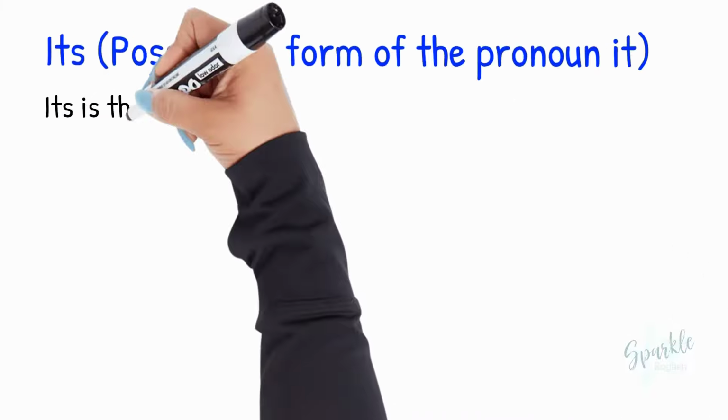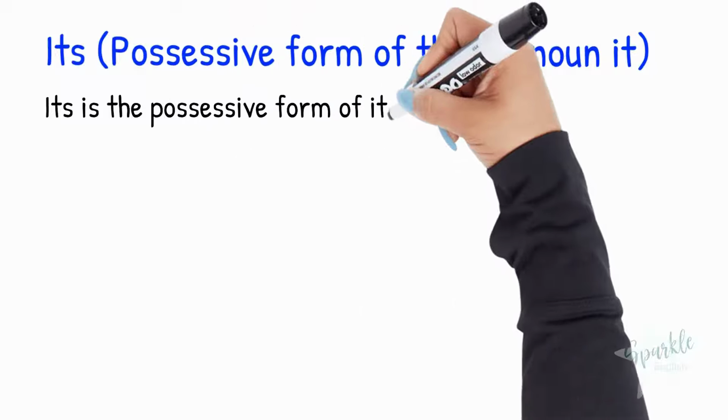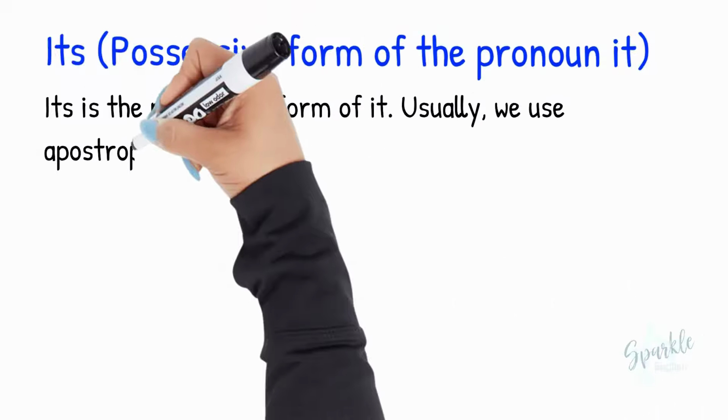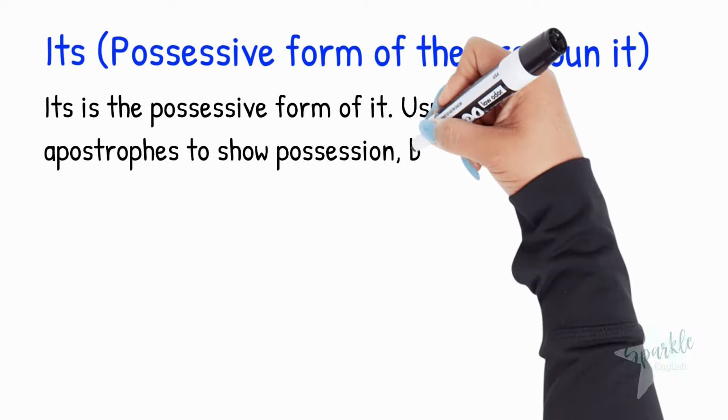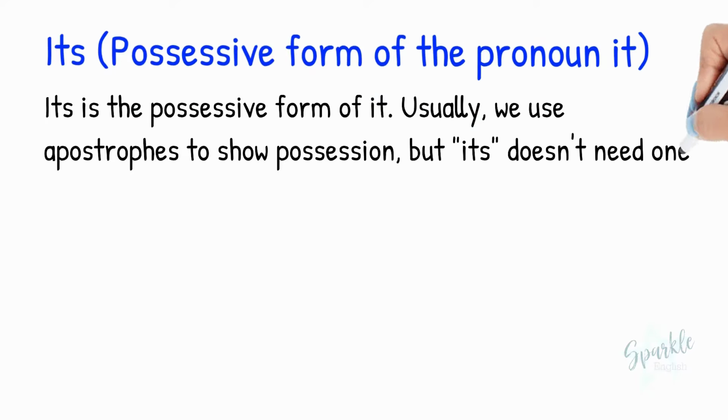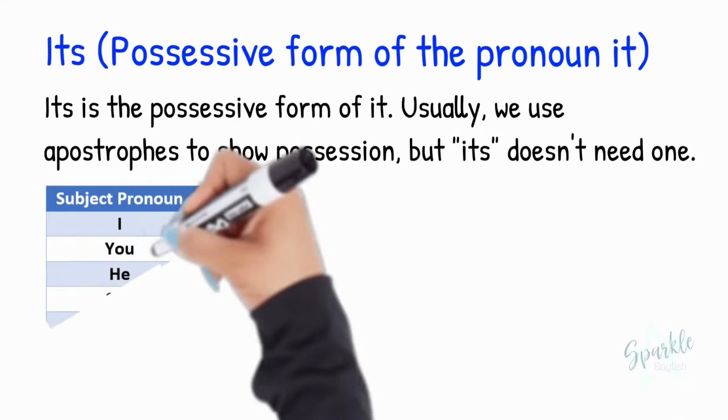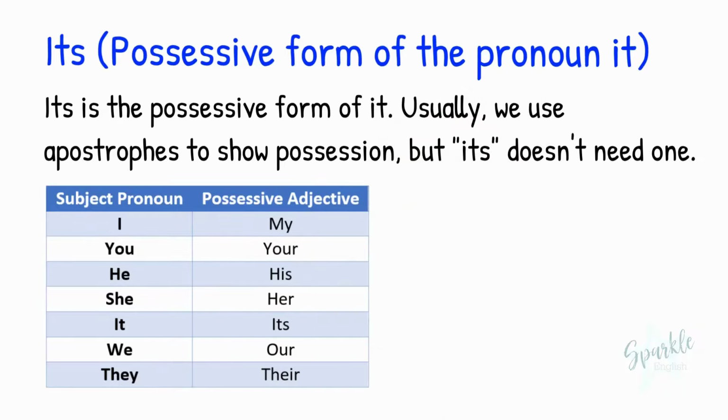Its, I-T-S, is the possessive form of it. Usually we use apostrophes to show possession, but its doesn't need one. Every subject pronoun has a different possessive adjective. For example, I, my, you, your, he, his, it, its.